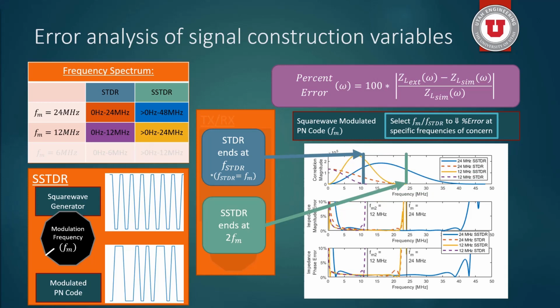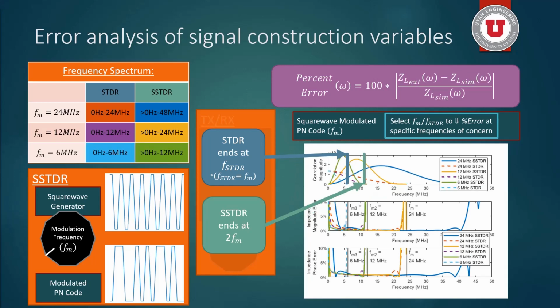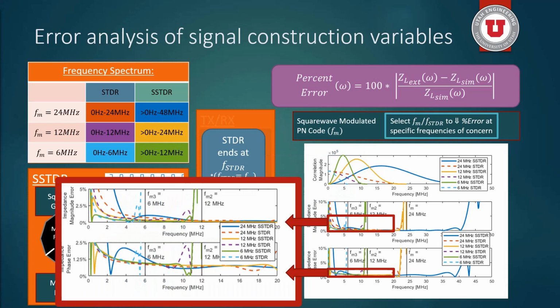We then drop the modulation frequency to 12 MHz and repeat the impedance extraction and error calculation, followed by 6 MHz modulation frequency. To more clearly show the results of changing the modulation frequency, I zoom in on the error plots outlined in red.